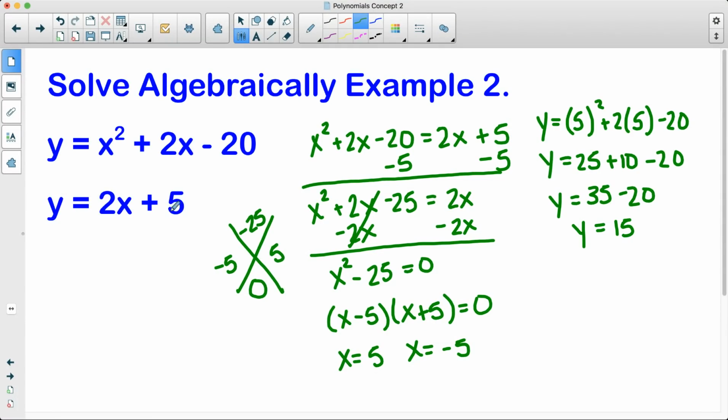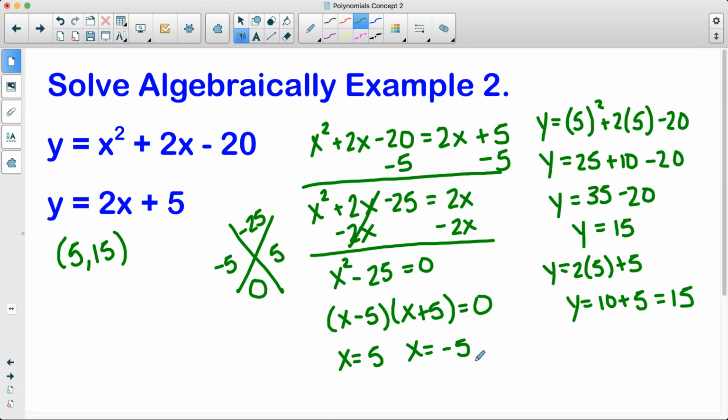And I'm going to try it in the second equation just to make sure it's also true for that. Y equals 2 times 5 plus 5. Y equals 10 plus 5, which is 15. That one is also true. So one point where these two graphs intersect is at positive 5, 15. And now I want you to take this x equals negative 5 and plug it into both of your equations, see what y is equal to, then come back and check your answers. So our second point of intersection, when you plug in negative 5, you should get negative 5 for both y values.